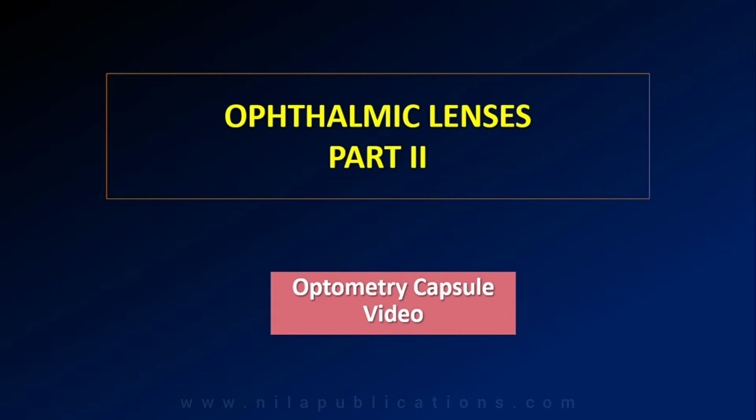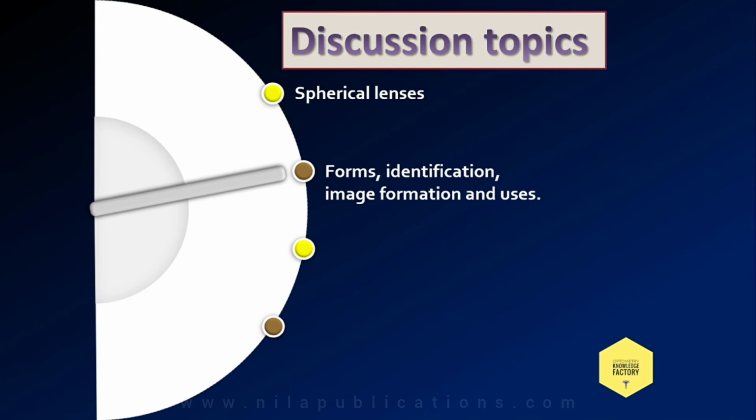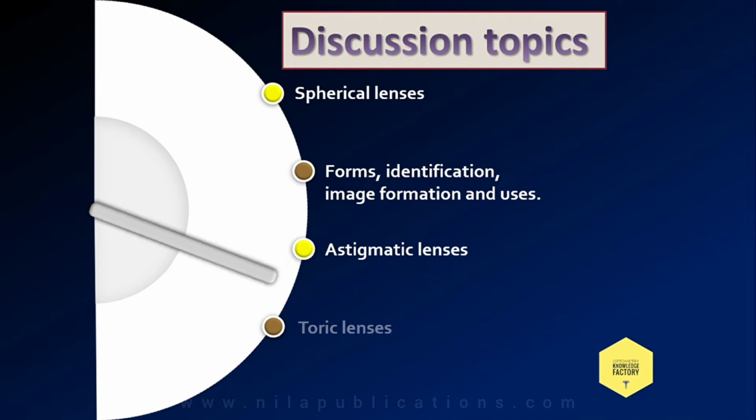In our video Ophthalmic Lens Part 1, we learned about lens definition, characteristics, indications, cardinal data and how to calculate power of a lens using focal length. In today's video, we are going to learn more about types of lenses: spherical lenses, forms, identification, image formation and uses, astigmatic lenses and toric lenses. These are the important points we are going to learn in today's session.